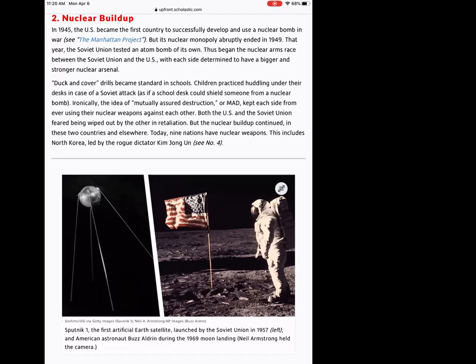Today, 9 nations have nuclear weapons. This includes North Korea, led by rogue dictator Kim Jong-un.